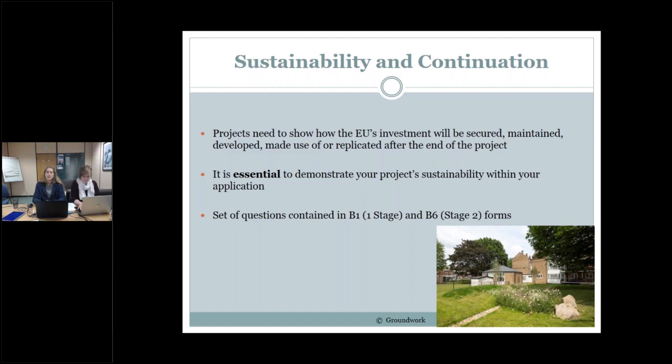So the guidelines list a set of questions you will have to answer in your B1 form for stage 1, and it's the B6 form for stage 2. For example, which actions will have to be carried out or continued after the end of the project? How will this be achieved? What resources will be necessary to carry out these actions?